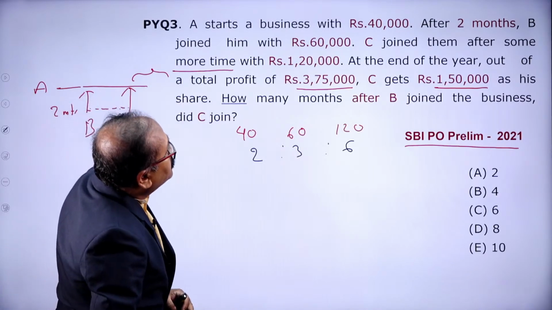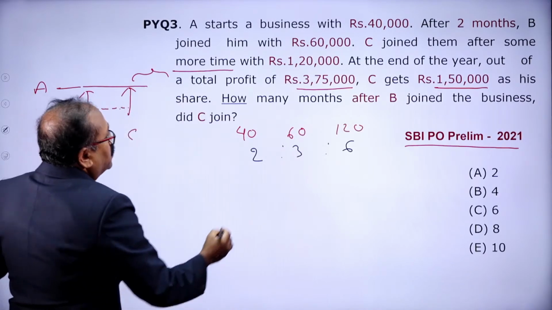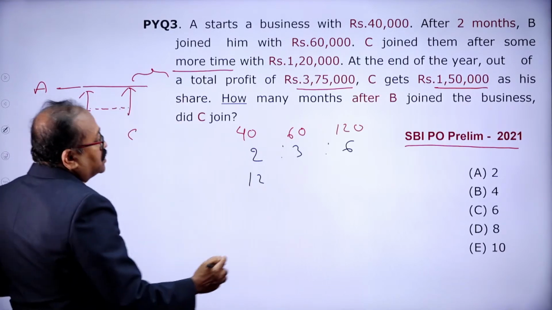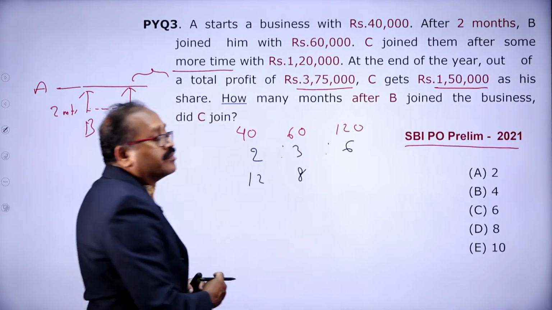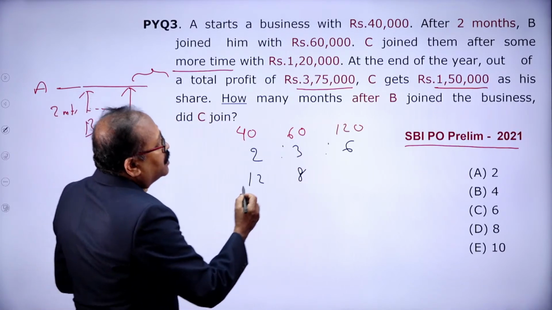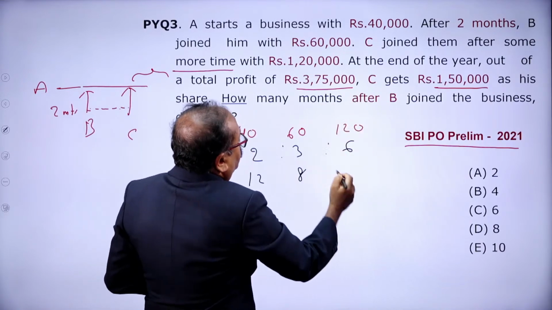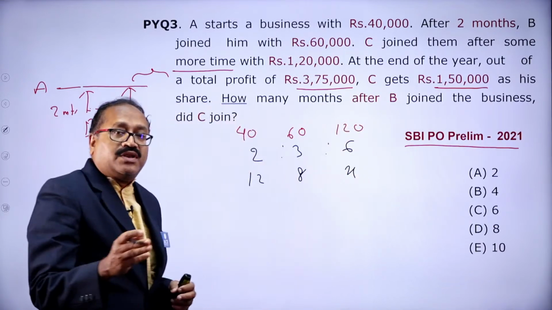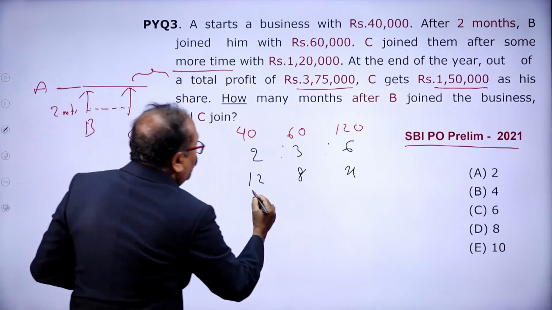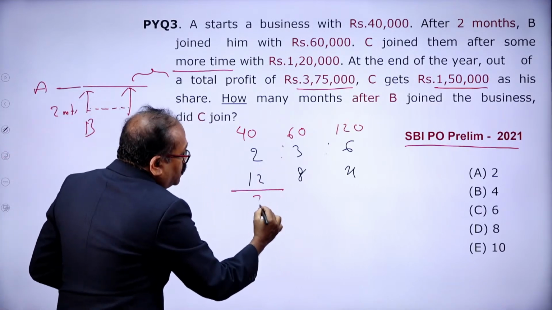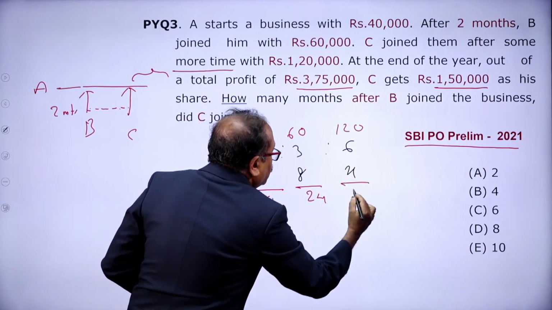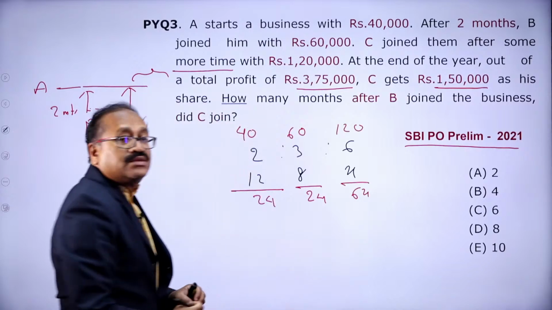Now it is said that A was there in the business for 12 months. B was there in the business for 8 months. And I don't know for C. That is what I need to find out. So let's take that C worked for X months. The total will be now how much? That is 24 here and 8, 3, 24 here, and here it is 6x.